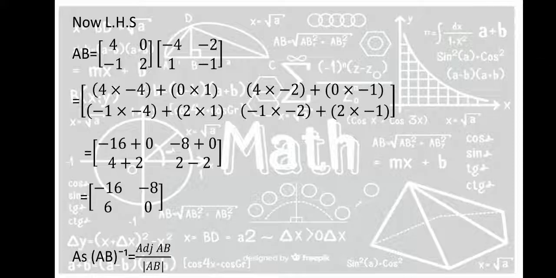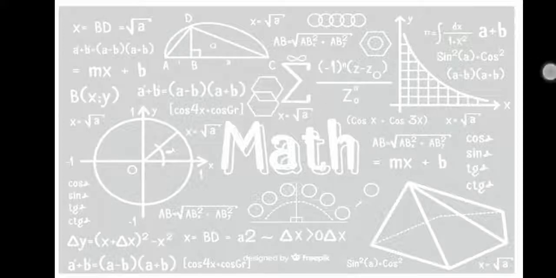Now calculate (AB) inverse. (AB) inverse is equal to adjoint of AB over determinant of AB. Adjoint of AB means interchanging of first diagonal, that will be 0 and -16, and non-diagonal sign will be changed, that will be 8 and -6. So 0 8 in the first row, -6 and -16 in the second row.